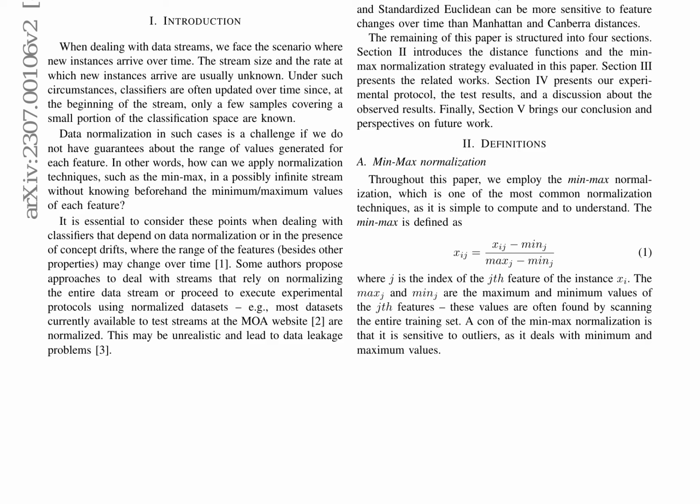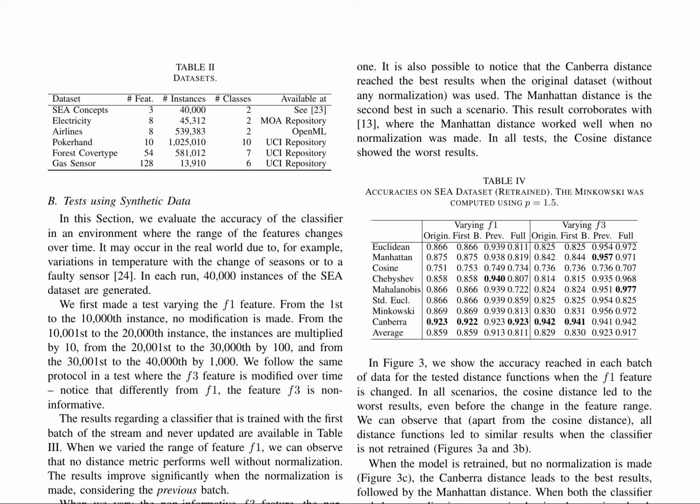The paper emphasizes the importance of considering the normalization policy and distance function when dealing with data streams. It highlights that unrealistic assumptions about the stream, such as knowing the minimum and maximum values of each feature in advance, can lead to poor results. The authors employ the min-max normalization strategy, which is simple to compute and understand but sensitive to outliers due to its reliance on minimum and maximum values.